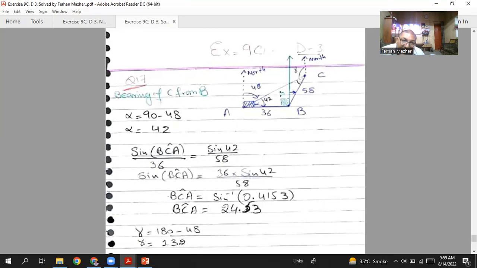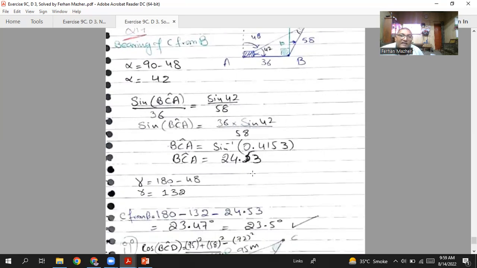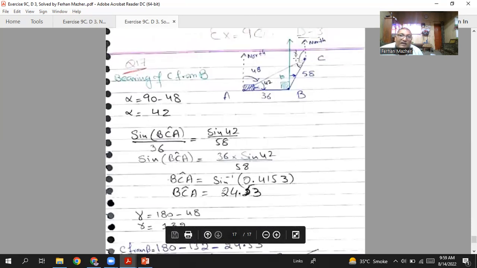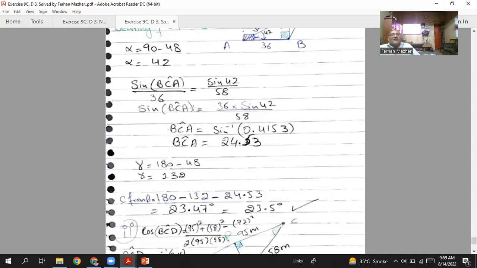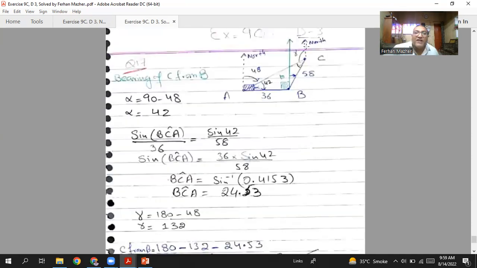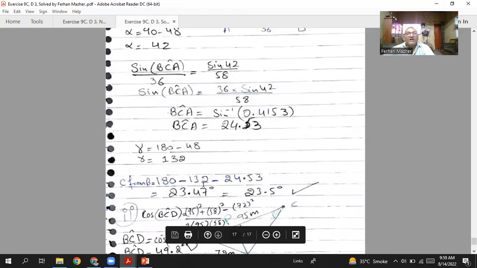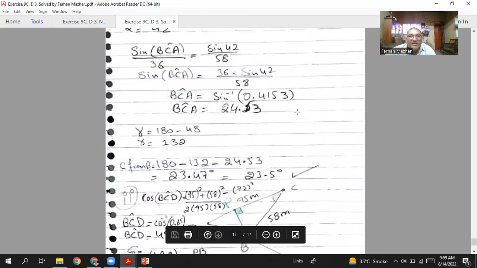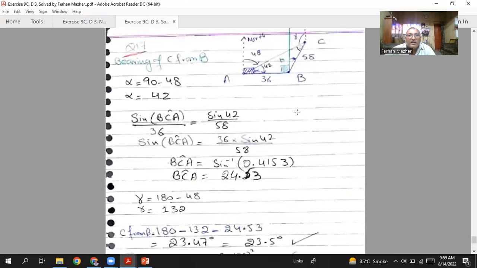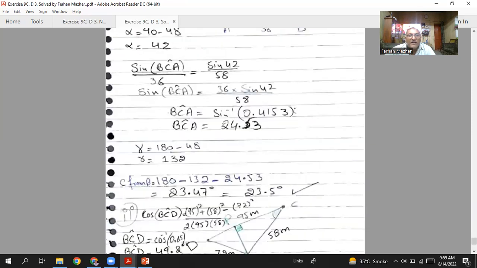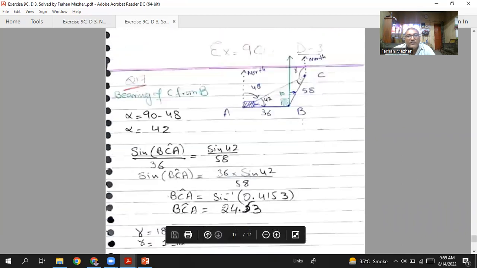So I can find this whole angle here. And I just calculated the gamma also here. This gamma, these two are allied to each other. Actually, this is not needed. Okay, so that gamma will be 132, but that is not needed. All I need to know is this whole angle. And this will be 180 minus 132 minus 24.53. So that will be equal to 23.47.